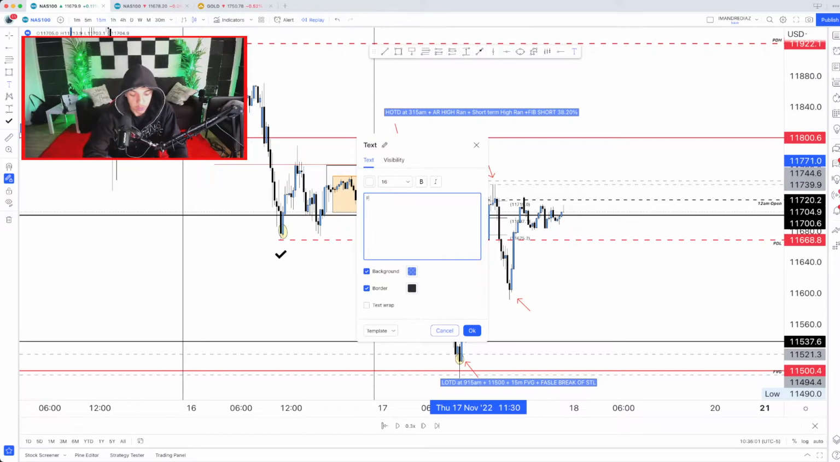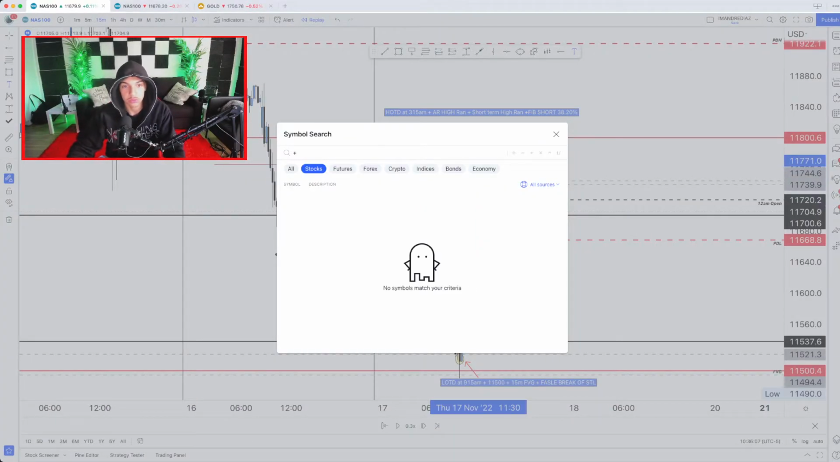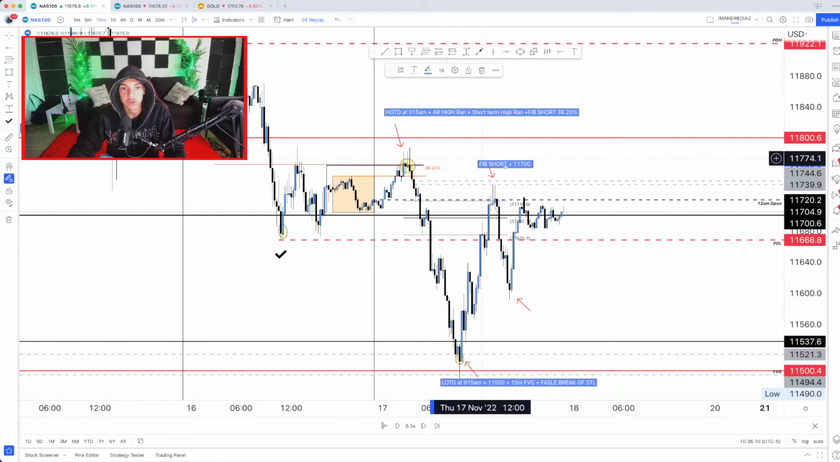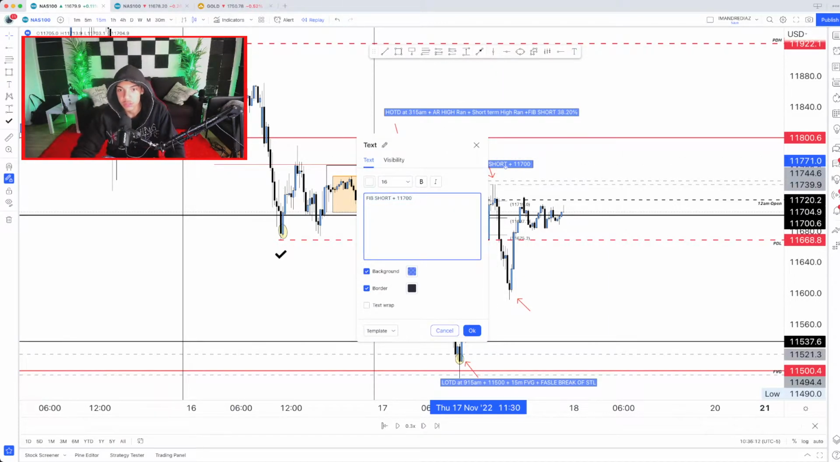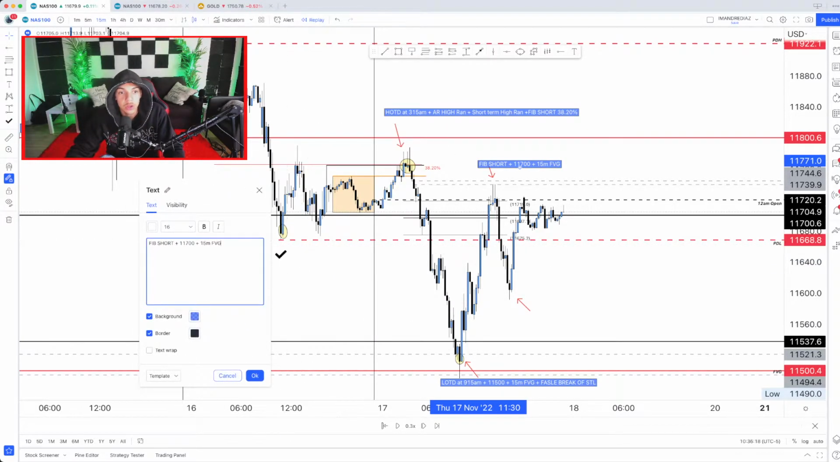So annotate it. We have the fib short along with 11,700 rejection, along with the 15-minute fair value gap, along with we came right back into that Asian session also. I'm not going to annotate it, but the last one is we came above the 12 a.m. open.